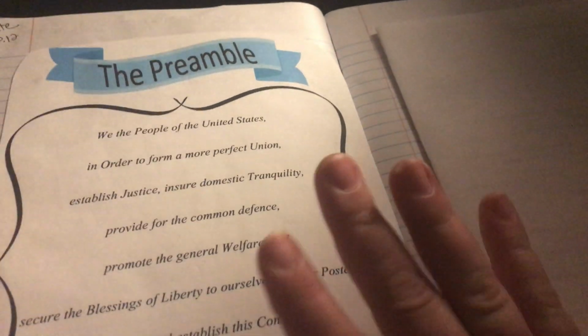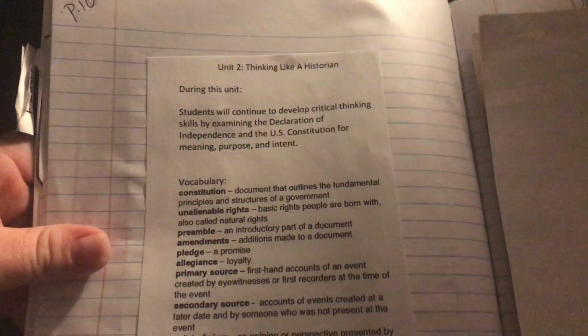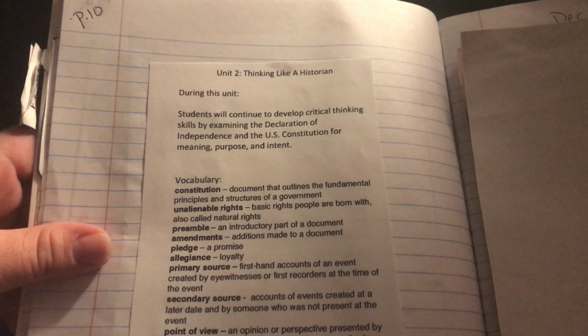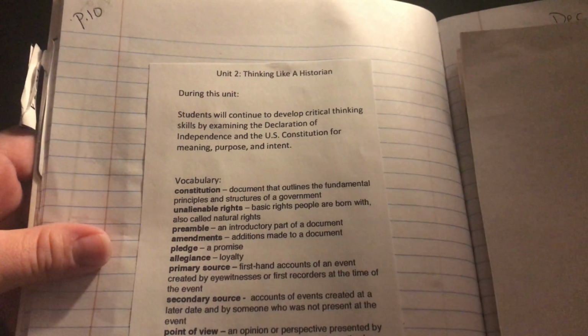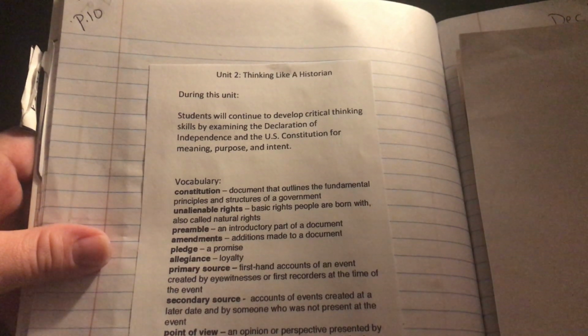Okay, so go ahead and glue in your Unit 2 overview, and we're going to talk about it. It says Unit 2, Thinking Like a Historian. During this unit, the students will continue to develop critical thinking skills by examining the Declaration of Independence and the U.S. Constitution for meaning, purpose, and intent. We have a few vocabulary words.